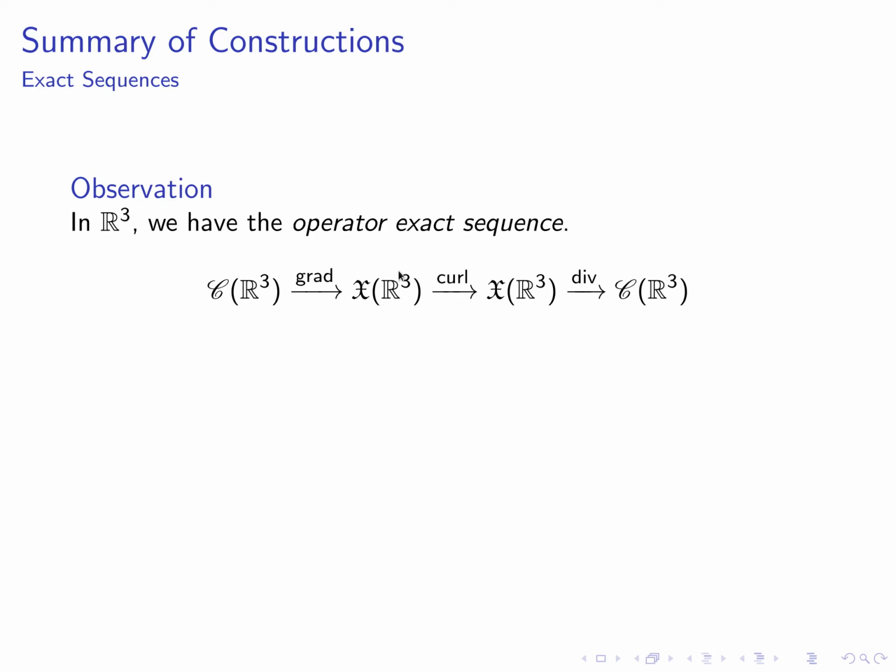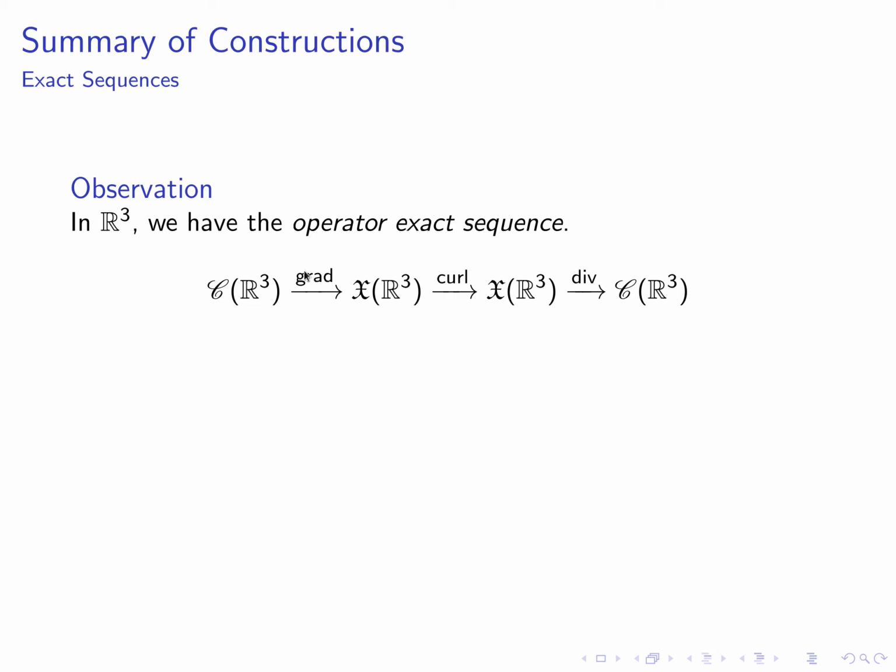So what we saw was that we could introduce 3 operators on scalar and vector fields. The first operator we introduced was the gradient of a scalar field, and the gradient of a scalar field is a vector field. We then introduced the notion of the curl of a vector field, and the curl of a vector field is a new vector field. Finally, we introduced the divergence of a vector field, and the divergence of a vector field is a scalar field. We further said that this sequence of operators is an exact sequence.